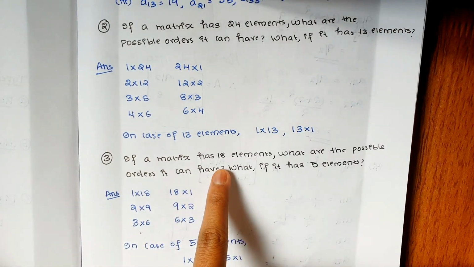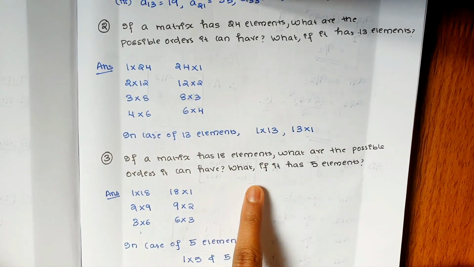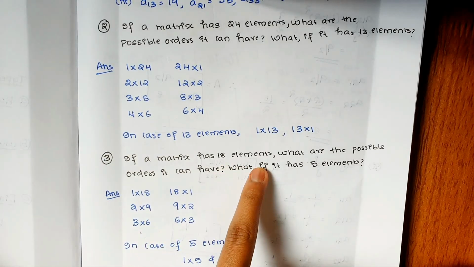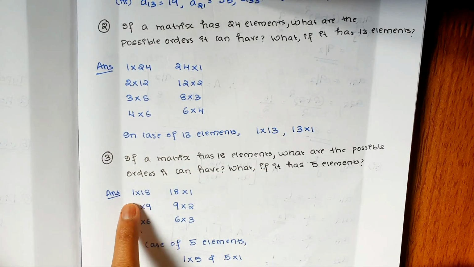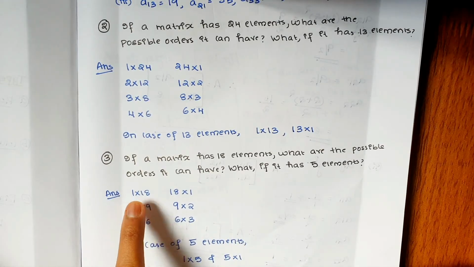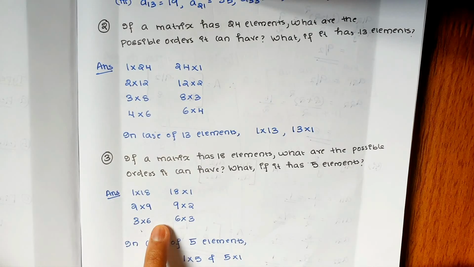If a matrix has 18 elements, what are the possible orders it can have? What if it has 5 elements? So here it has 18 elements. So I am starting with 1. So 1 into 18 and 18 into 1. Next 2. 9 2s are 18 and 9 into 2. Next 3. 3 into 6, 18 and 6 into 3.